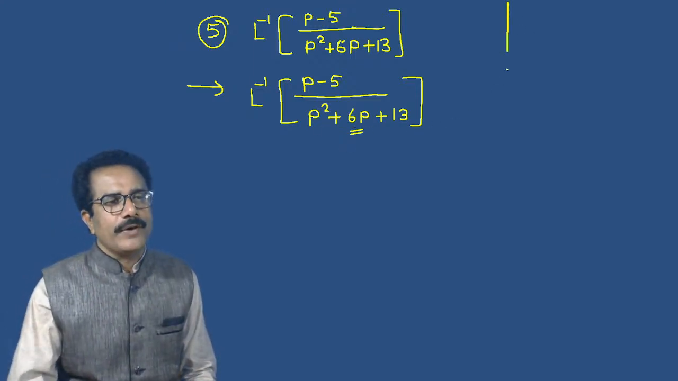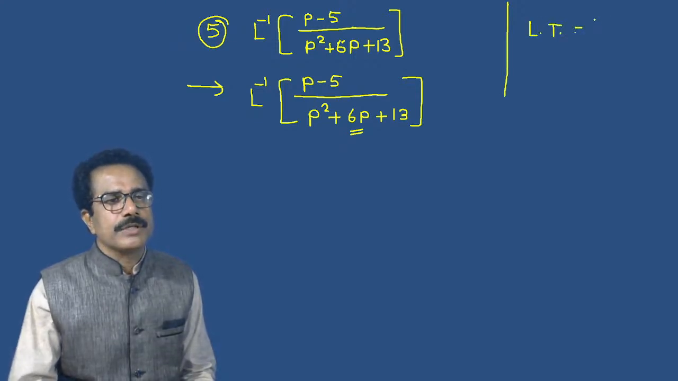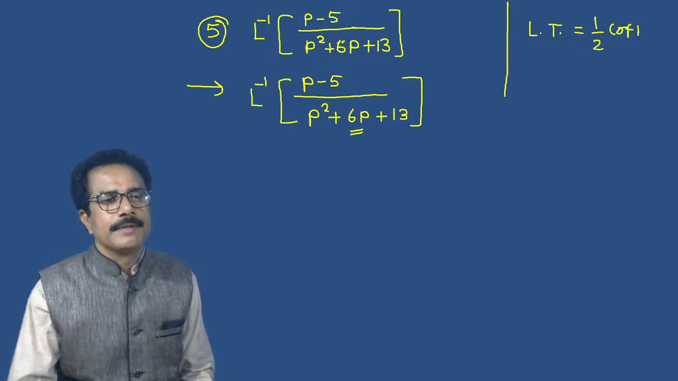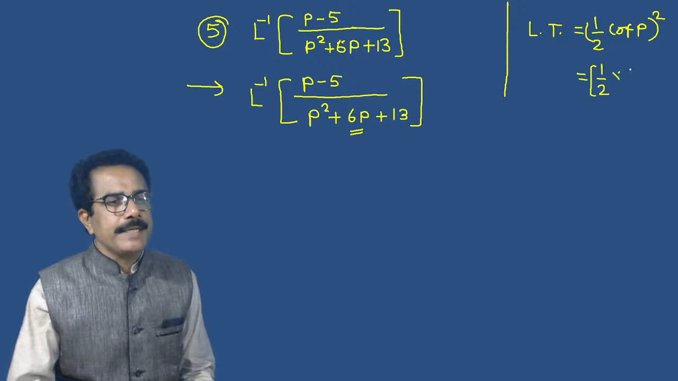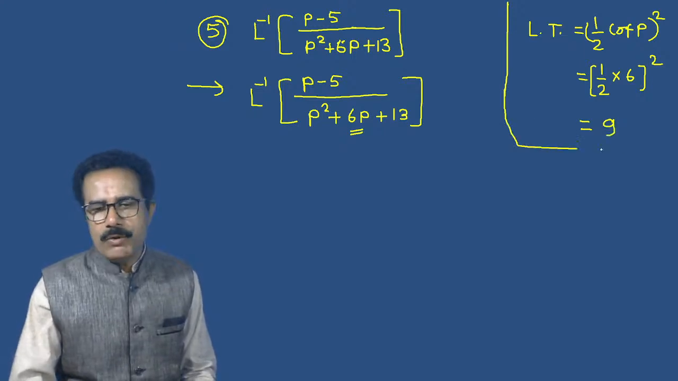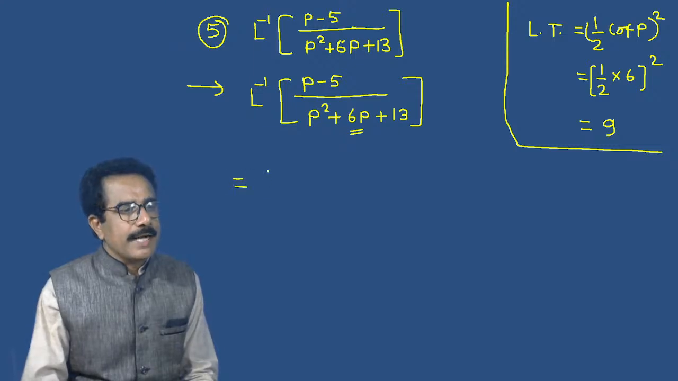You know that for the last term there is one formula: 1 by 2 coefficient of p, bracket square. So 1 by 2 of the coefficient of p, which is 6, bracket square, equals 9. So we have to add and subtract 9 here.